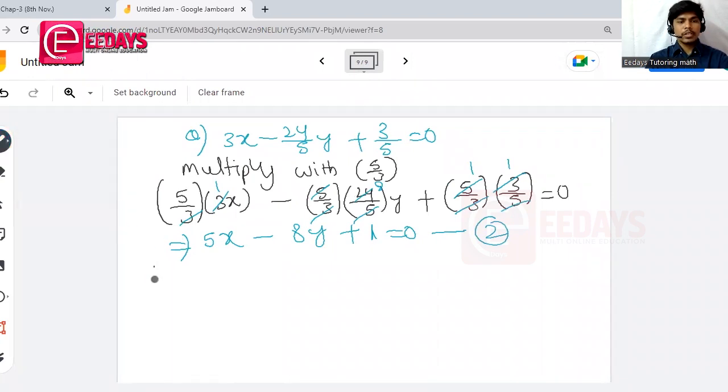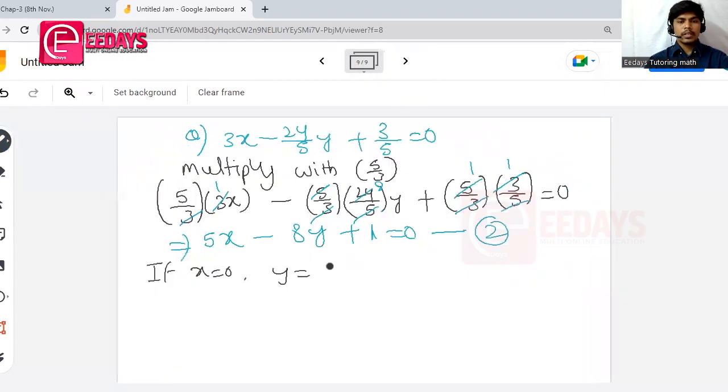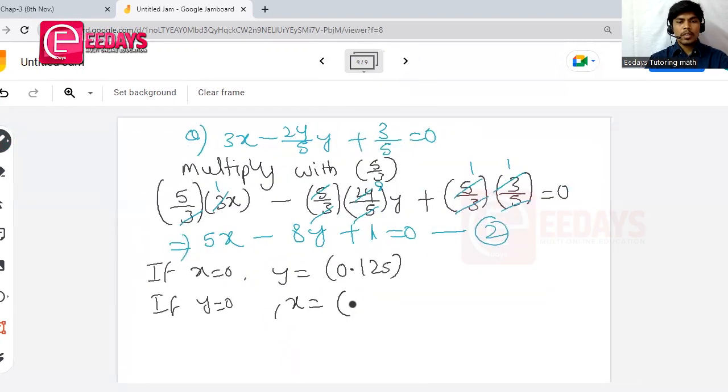If you take x is equal to 0, then you'll get y, because it is the same equation, 5x minus 8y plus 1. So if you take x is equal to 0, the y value you'll get is 0.125, or 1 by 8, whatever. If y is equal to 0, you'll get x is equal to, what is the value we got? Minus 0.2, so minus 0.2 comma 0.